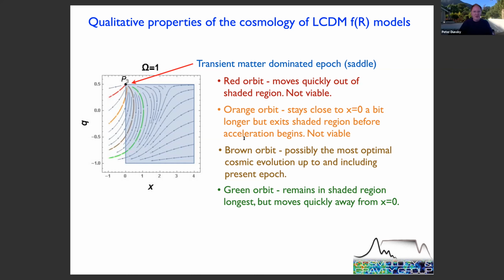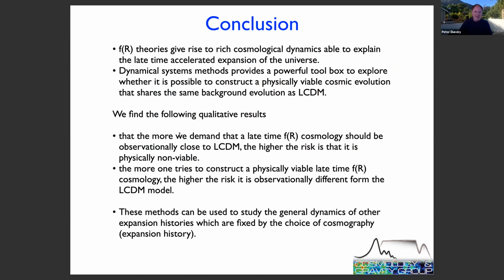So just to summarize the results that we found, these are purely qualitative, by the way. There's no quantitative results that we've written down yet, but these are some nice sort of qualitative indicators of what might happen. So the results that we find are that, in a sense, the more we demand that the late time f of R cosmology be observationally close to a lambda CDM cosmology, the higher the risk is that it's physically non-viable. In other words, the slope of these orbits, the orbits will exit the blue regime and hit a region where the Dolgov-Kawasaki instability will occur. So that's one set of orbits that will occur.